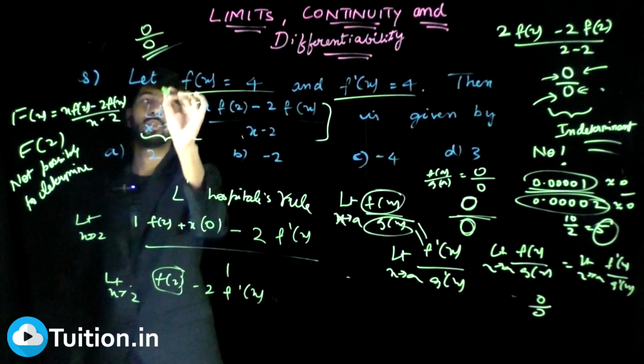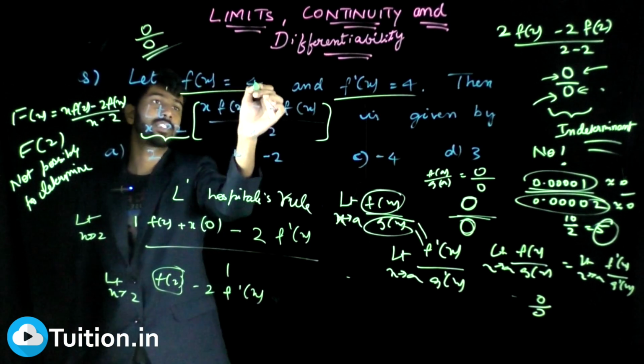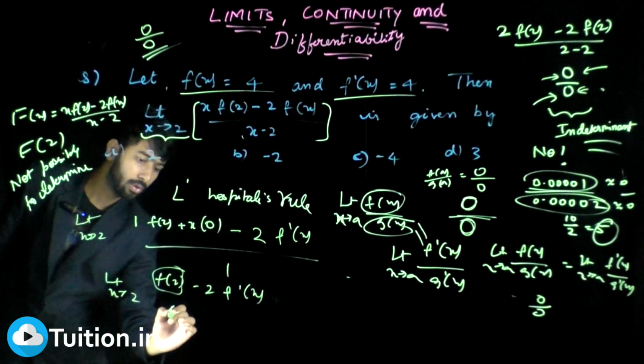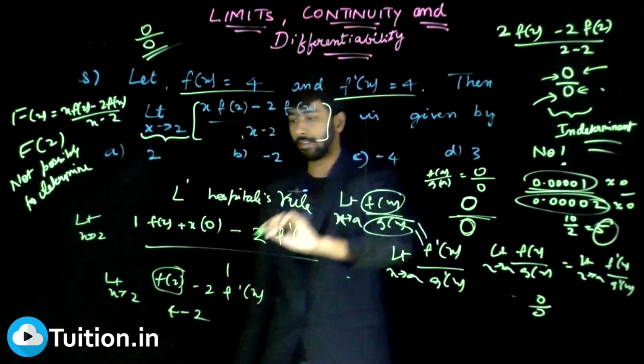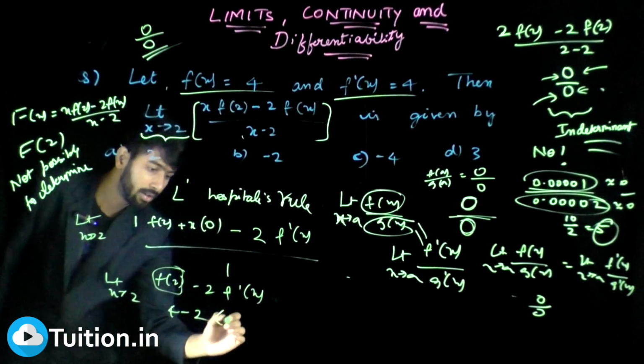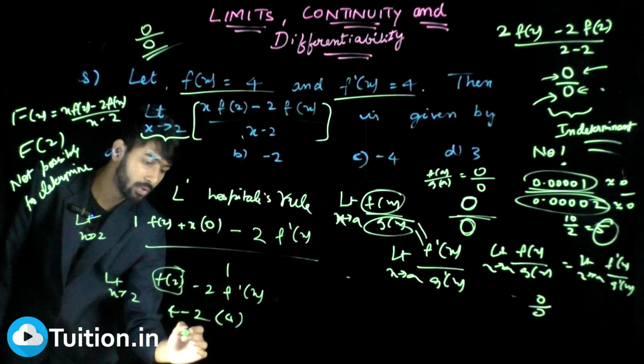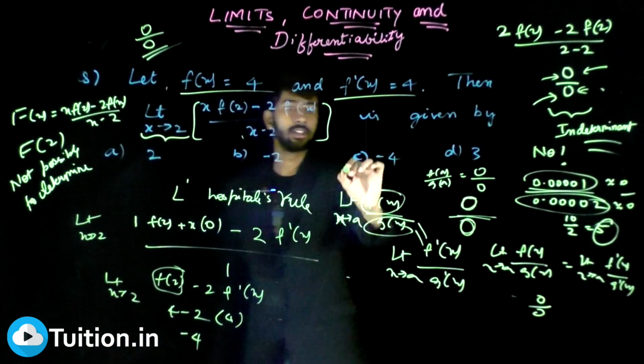F of 2, what is f of 2? F of x is constant, right? F of x is 4, f of 2 will also be 4. This is 4 minus 2 into, what is f dash of x? F dash of x is 4, right? So f dash of 2 will also be 4. So you have a minus 8 plus 4, you have a minus 4. So the answer to this question is minus 4.